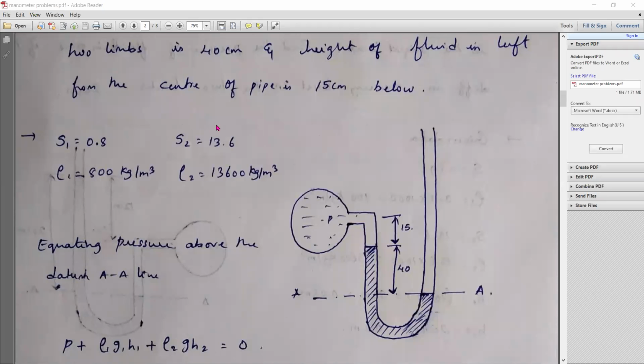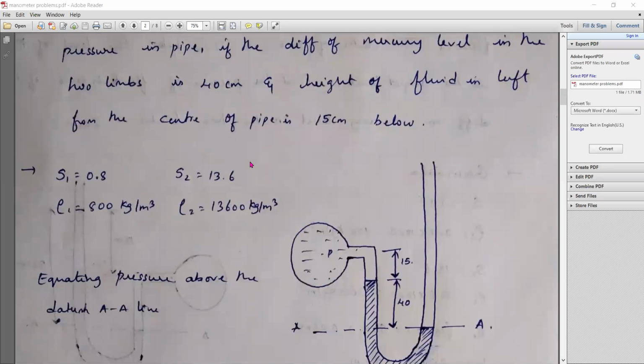Next, the manometric fluid is mercury again, so S2, the specific gravity, is 13.6, so the density becomes 13,600 kg per meter cube. Right, after writing this given data, what do we need to do? We need to take again the same thing: the pressure in the left limb above the datum line. See here how many pressures will be there.